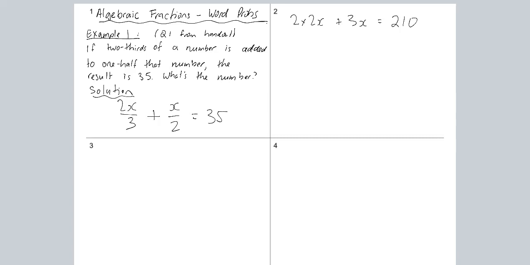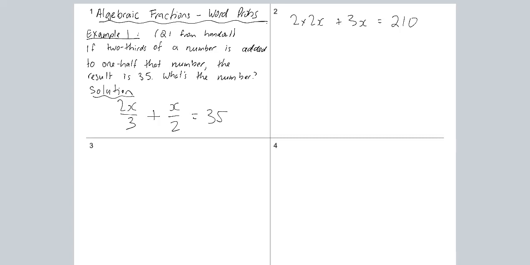Okay, so really quickly, I'm going to erase it after I've done it, but I had 2x on 3 and I multiplied that by 6. That's where I got 2 times 2x. Then I had x on 2, which I multiplied by 6, and that gave me 3x. And then I had 35 times 6, which Otto told me was 210. Okay, just a calculator operation.